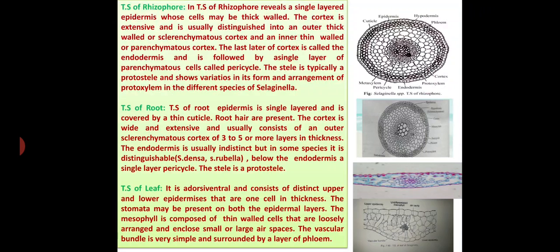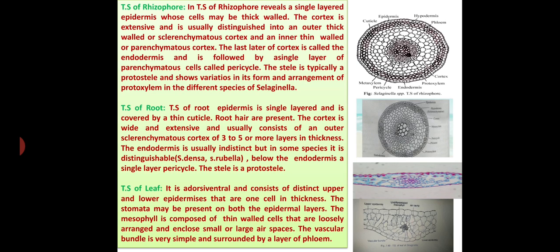Next, the TS of rhizophore. In transverse section of rhizophore, there is a single-layered epidermis whose cells may be thick walled. The cortex is extensive and is usually distinguished into an outer thick-walled sclerenchymatous cortex and the inner thin-walled parenchymatous cortex. The last layer of the cortex is called the endodermis and is followed by a single layer of parenchymatous cells called the pericycle. The stele is typically a protostele and shows variation in its form and arrangement of the protoxylem in the different species of Selaginella.